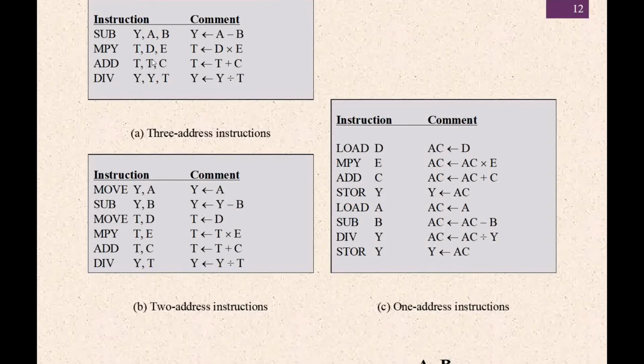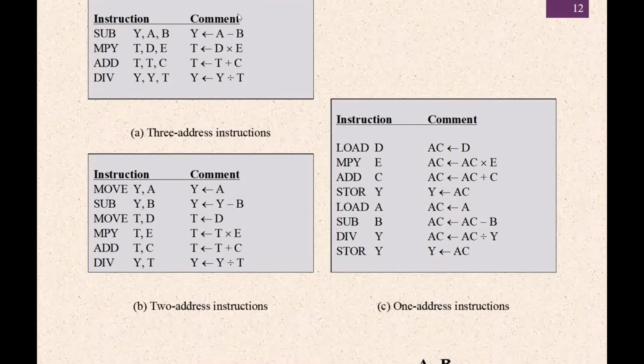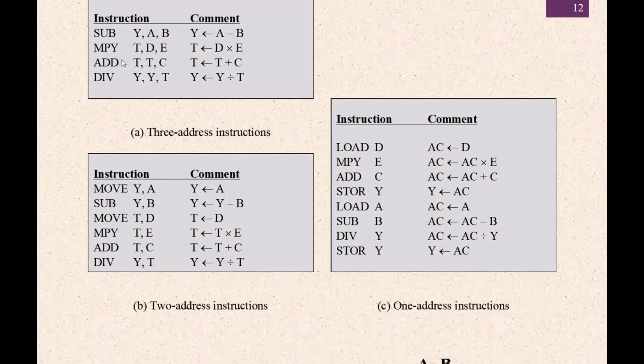In this example you see different instructions. The first one is sub, then there are mnemonics and their formats, and the third one is comments. In the comment section, for the first one, sub y, a, b means that b is subtracted from a, and the result is stored in y. The other one is multiply, which means that d and e will be multiplied, and the result will be stored in the t register. These are three address instructions.